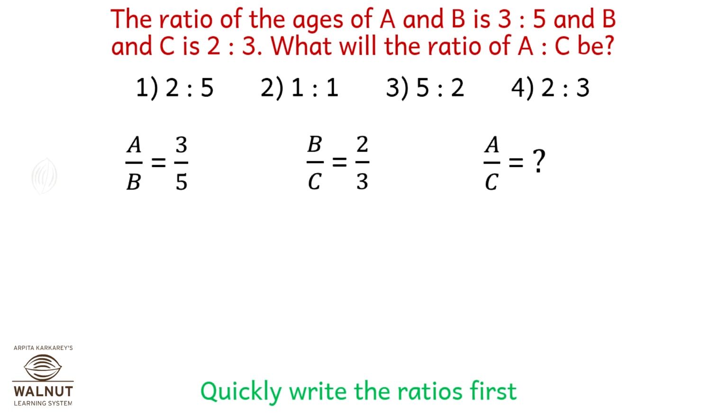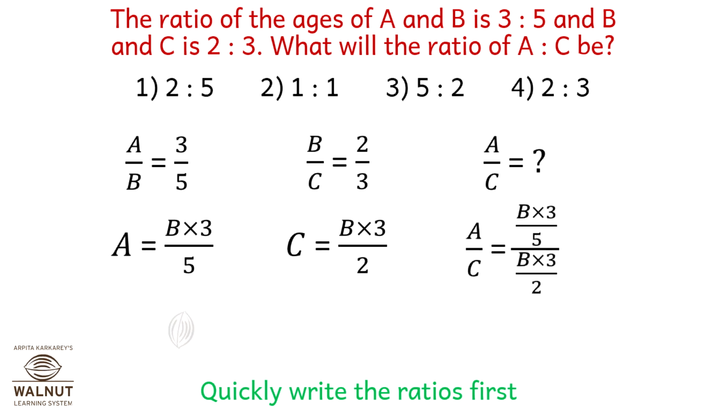We see from the first ratio that A is B into 3 upon 5, and from the second ratio C is equal to B into 3 upon 2. So A upon C, or A is to C, will be equal to, substituting the values, we get 2:5, which is option number 1. Let's move on.